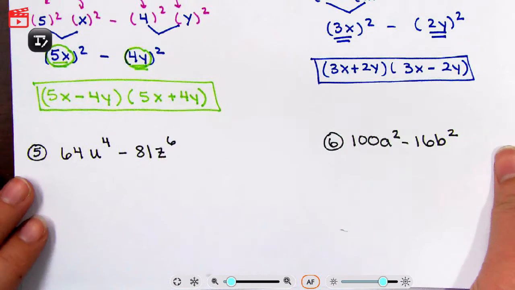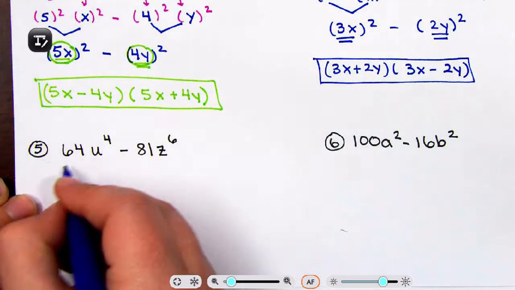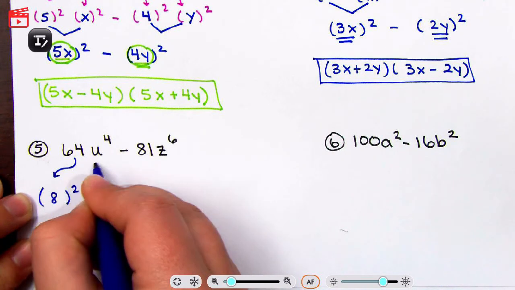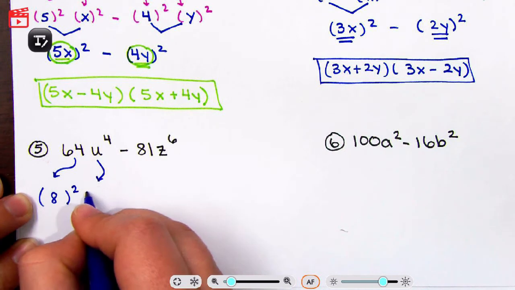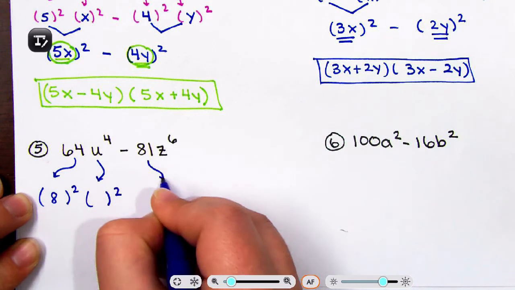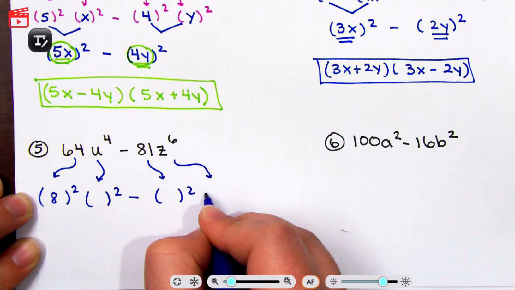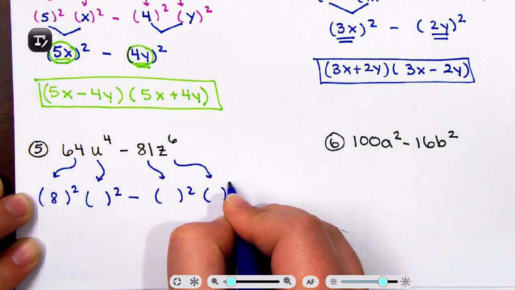Question number 5, once again, perfect square. 8 times 8 is 64, so we have 8 squared. Ooh, u to the 4th power. So I'm going to leave that for right now. Oh, there's z to the 6th power. We're really going to have to think on this one.